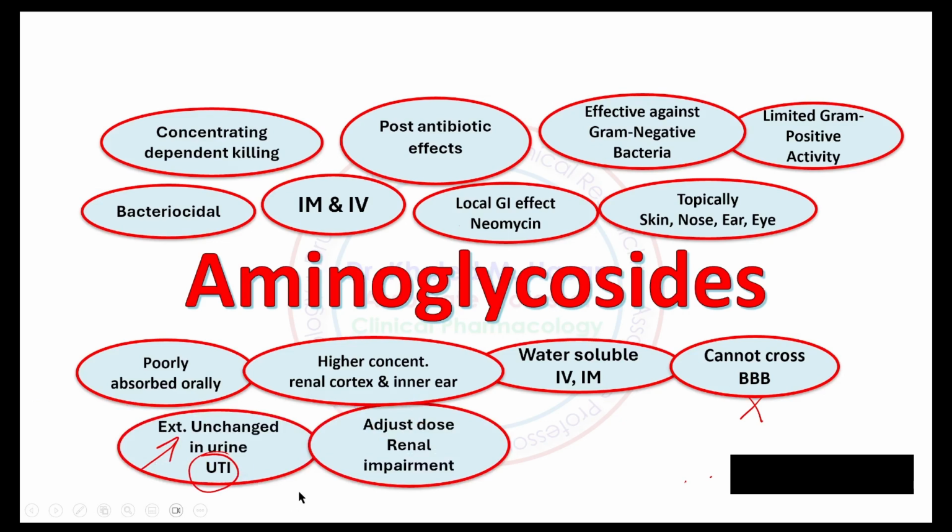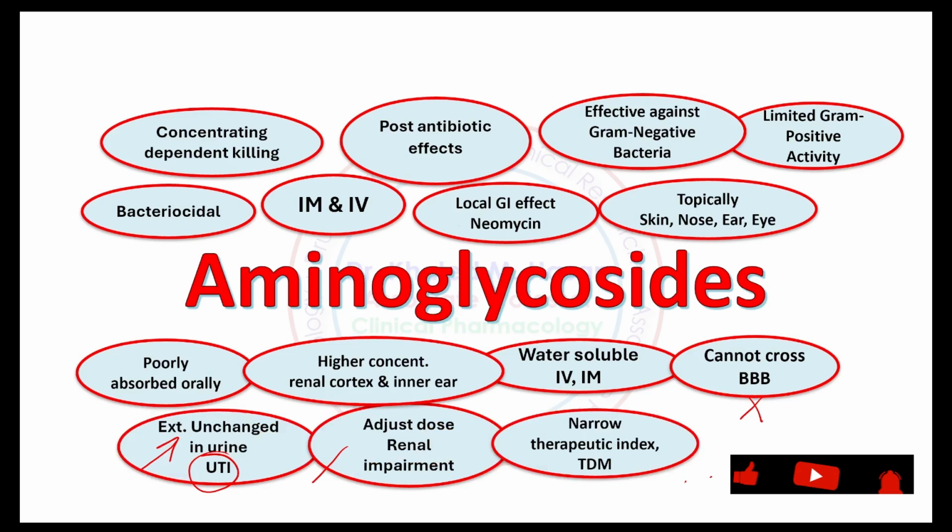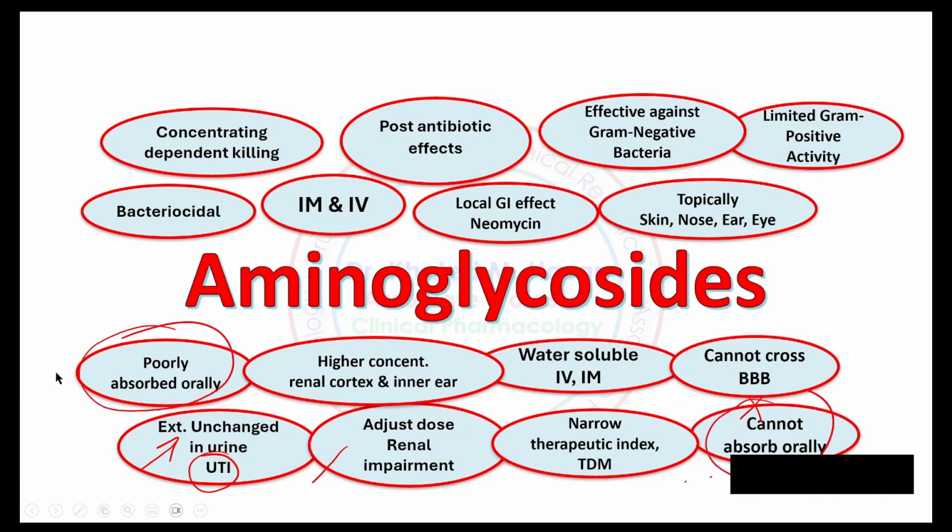We need to adjust the dose in patients with renal impairment. This group of medication has a narrow therapeutic index. That means the toxic effect is very close to the therapeutic effect. Any change in the concentration will lead to the toxic effect or to the subtherapeutic effect or no effect. I covered this narrow therapeutic index in some other slide in detail. I refer you to watch that video. And it cannot be absorbed orally. You can see it here. Poorly absorbed, cannot absorb orally. It's repeated information for us.